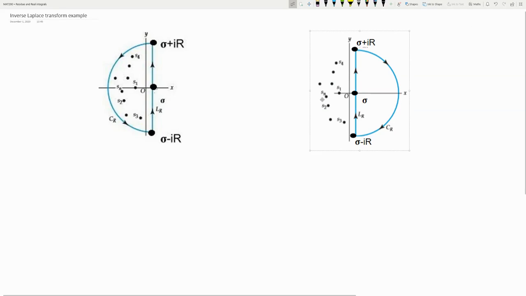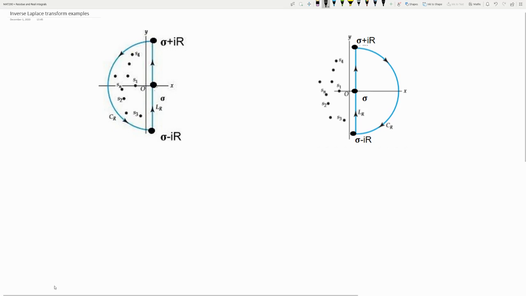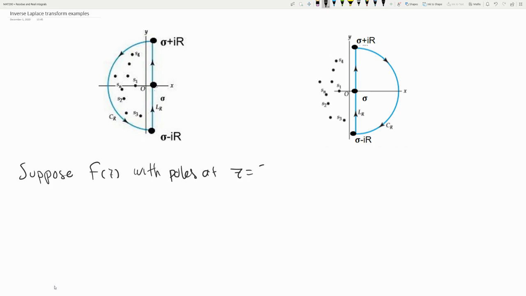Now we will do some examples for the inverse Laplace. First of all, what's the setting? Suppose you have a function f of s, f of z, with poles at s1 to sn, like in the picture here. So here's a theorem to help us compute its inverse Laplace.